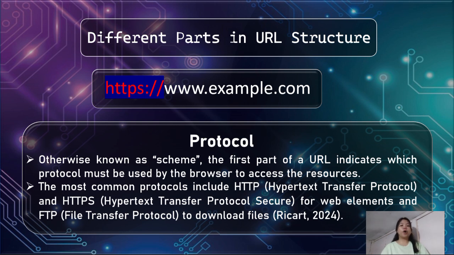So the first part of the URL is the protocol, also known as the scheme. This indicates which protocol the browser should use to access the resource. The most common protocols used are HTTP, or the Hypertext Transfer Protocol for web elements, HTTPS, or the Hypertext Transfer Protocol Secure for secure web elements, and FTP, or the File Transfer Protocol for downloading files. So look at the example I presented on the screen.